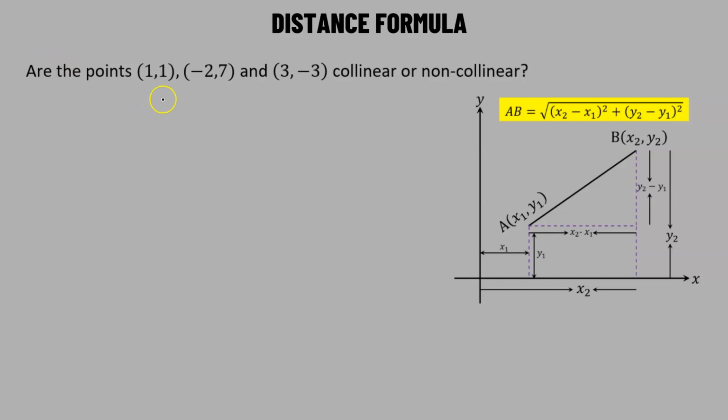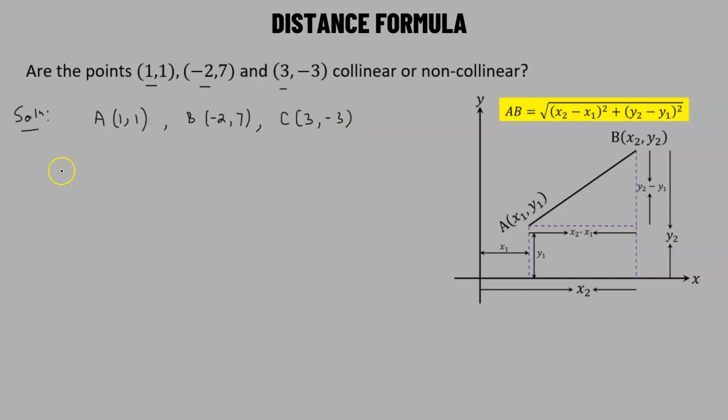So here in this problem, we need to check whether these 3 points are collinear in nature or not. Collinear means the points must lie on a straight line. So what we'll do, we are going to give a name to each of the coordinate points. We have point A, its coordinate being (1, 1). Then we have point B, (-2, 7). And then we have point C with coordinate (3, -3).